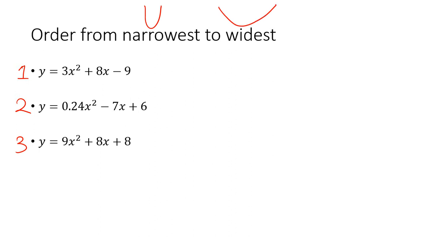So if we're doing these from narrowest to widest, the most narrow one is the one with the largest a value. The one with the largest a value would be 3 because 9 is the largest number. Next one would be 1, and the last one would be 2. So 3, 1, 2 would be the order from narrowest to widest, because 9 is the largest number, and 0.24 would make it the widest out of those 3. So again, you're just looking at the a value. The rest of the function does not matter.